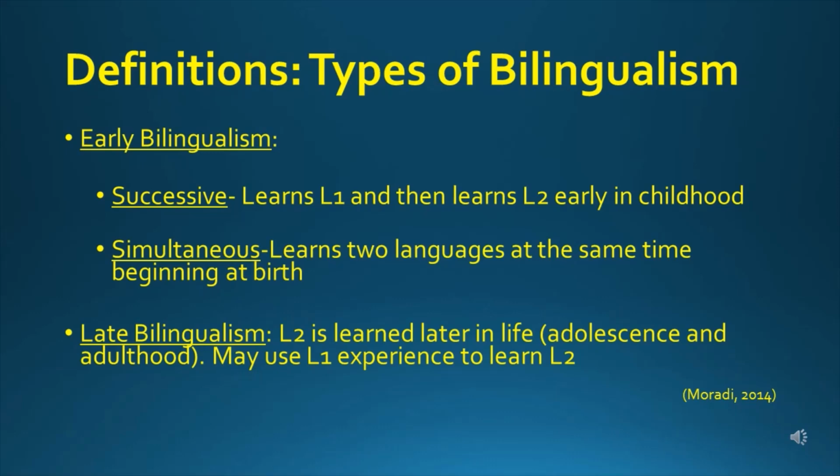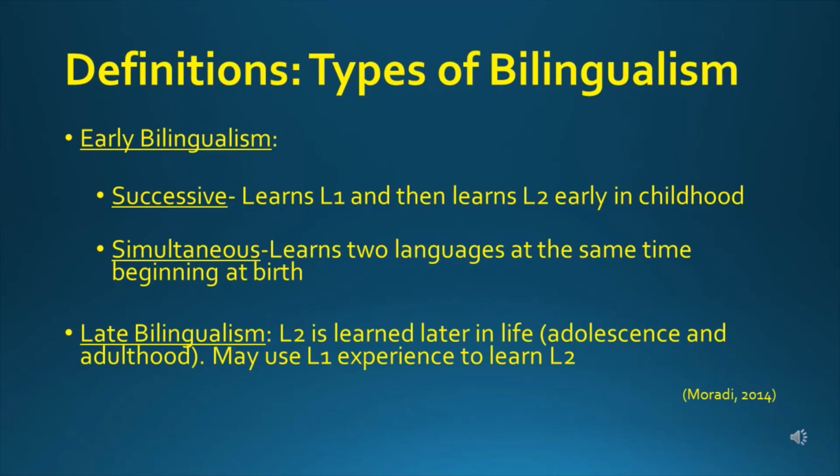Simultaneous bilingualism means a child is learning two languages at the same time beginning at birth. For example, a boy raised in a Spanish-speaking home, but everyone in his school and surrounding environment speak English. The boy is exposed to two languages and the sounds of those two languages right from birth.